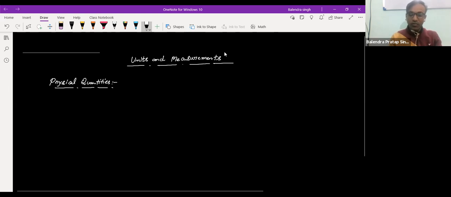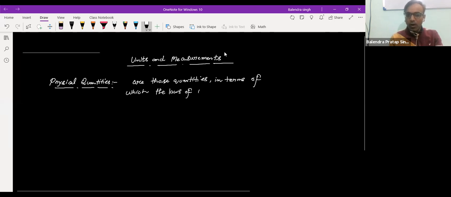The physical quantities are basically those quantities in terms of which the laws of physics can be expressed. Okay, laws of physics can be expressed.